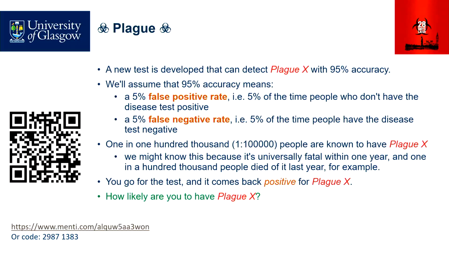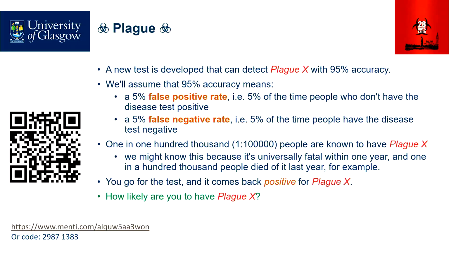And let's say that there is this pandemic going on, this really nasty disease, and that a group of scientists have developed a new test that can detect Plague X with 95% accuracy. Okay, so pretty good test. Now, we'll assume that this 95% accuracy means a 5% false positive rate.